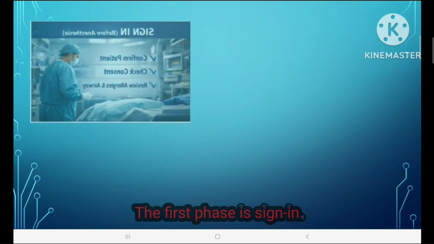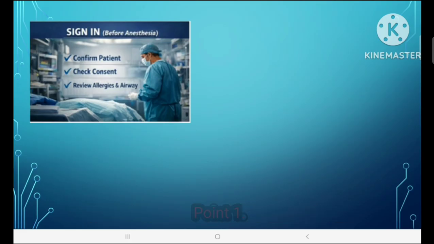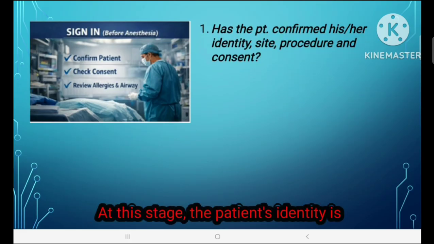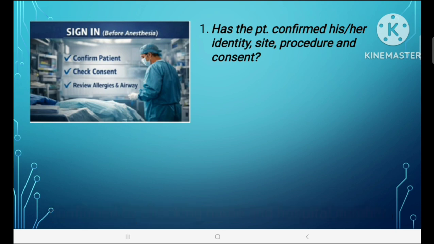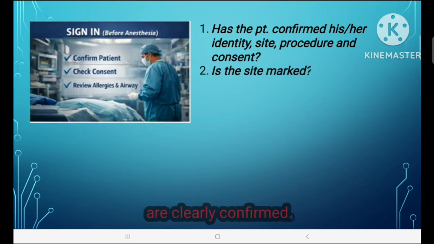The first phase is sign in. This is done before anesthesia is given. Point 1. At this stage, the patient's identity is confirmed by checking name and hospital number. The consent form is checked and verified. Point 2. The surgical procedure and the surgical site are clearly confirmed.